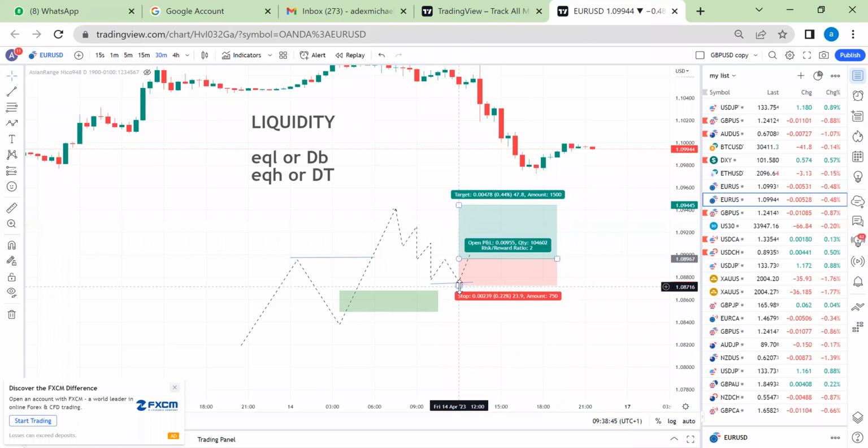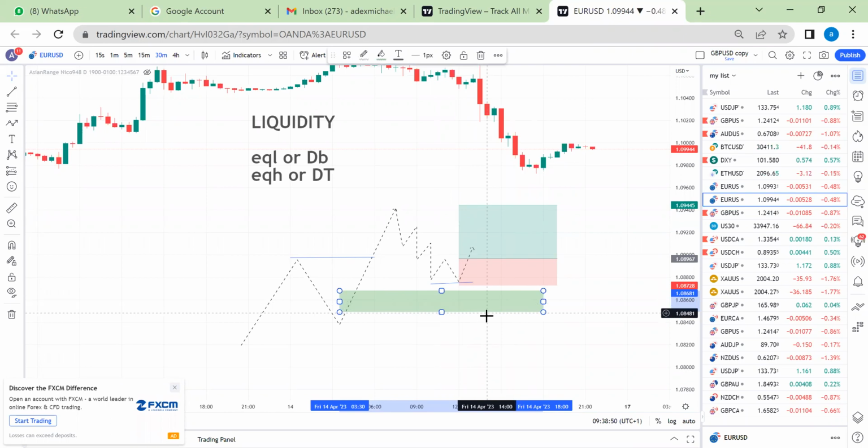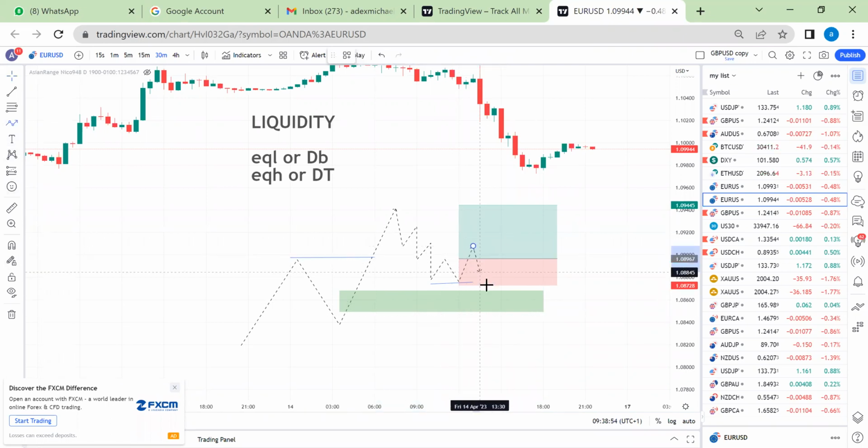Now, their stop loss is what we want to use to enter into our own trade, because by the time the price starts to go against them and hit their SL, that SL will push price down into our entry. Okay, and price can move up.